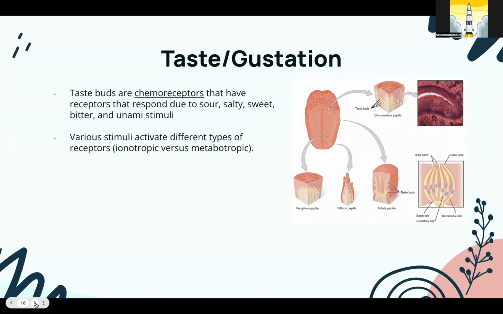And so various stimuli activate different types of receptors. There are specific receptors for sourness, specific receptors for sweetness, specific receptors for bitterness, and so on. We don't need to know the complete pathway of that, but we mainly need to know that taste buds are chemoreceptors and that you can encounter a passage on this on the MCAT.